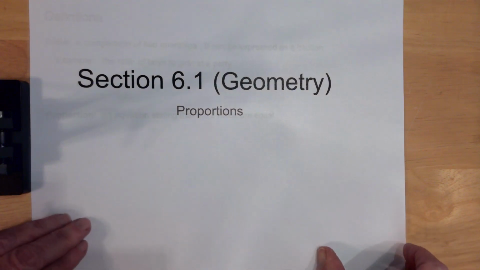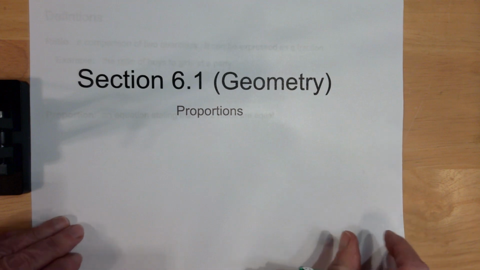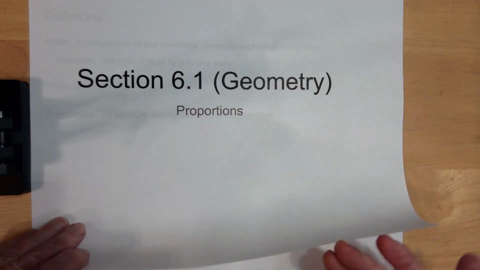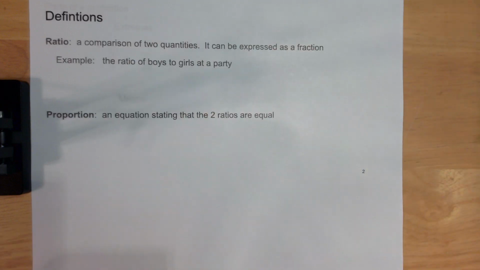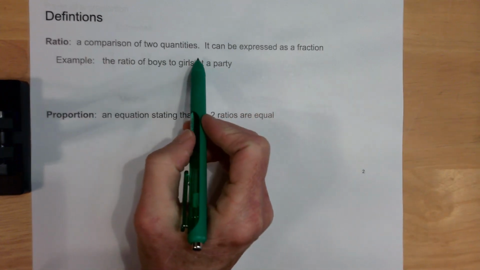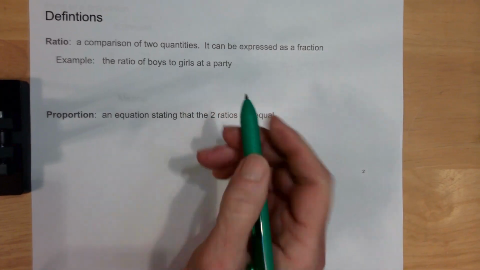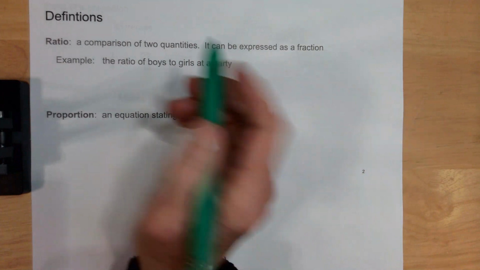Section 6.1 is about proportions. Hopefully you remember a little bit about proportions from Algebra 1. A ratio is a comparison between two quantities. It can be expressed as a fraction, for example, the ratio of boys to girls at a party.